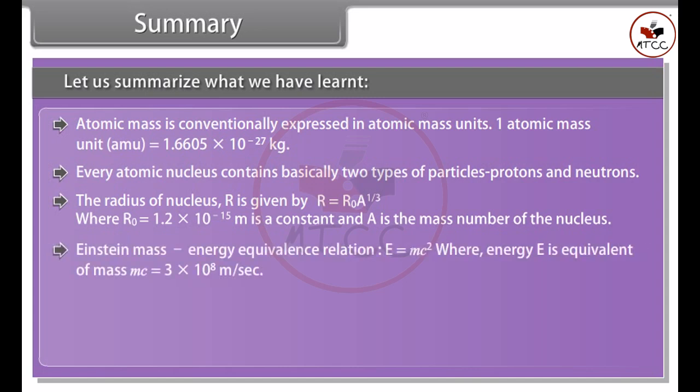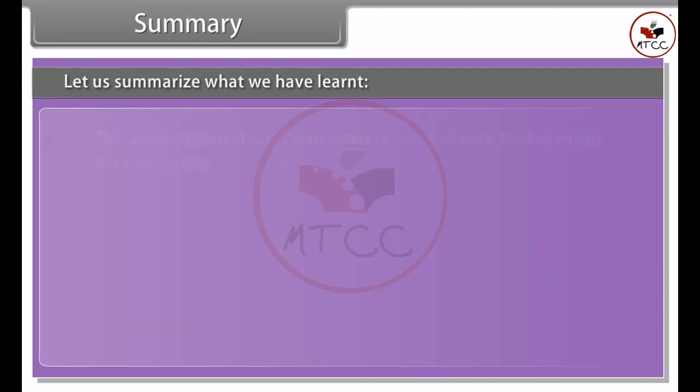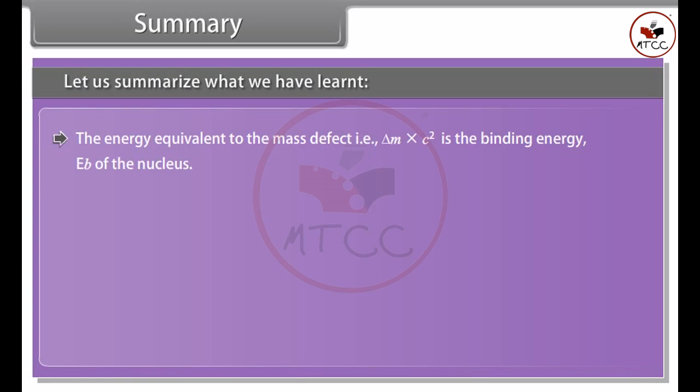Einstein mass-energy equivalence relation, E equals m c square, where energy E is equivalent of mass m. C is the velocity of light in vacuum, that is 3 into 10 raised to the power 8 meter per second. The mass of a stable nucleus is less than the total mass of its nucleons. This difference delta m in mass is called mass defect and is given by the energy equivalent to the mass defect, that is delta m into c square, is the binding energy, EB, of the nucleus.